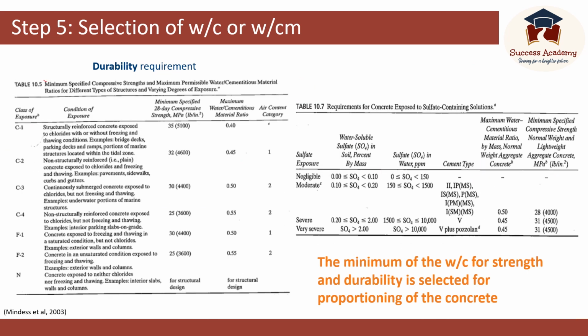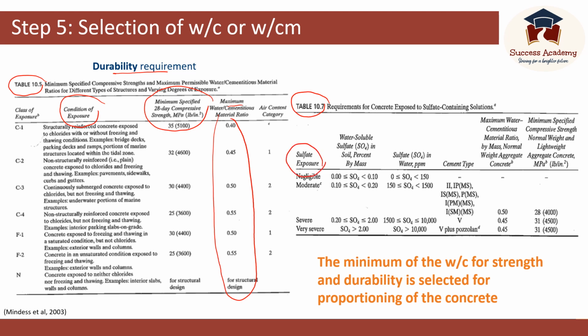We can use table 10.5 again to find the water to cement ratio. So depending on the conditions of exposure and the minimum specified 28 days concrete strength, we can find the water to cement ratios here. They are the maximum values, and also we can use the table 10.7. Depending on the sulfate exposure, we can find the water to cement ratios here as well. So we have a few water to cement ratios from 4 different tables. We select the minimum value to calculate the rest of the parameters.